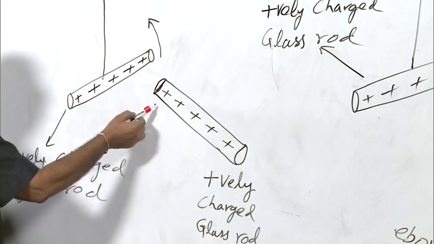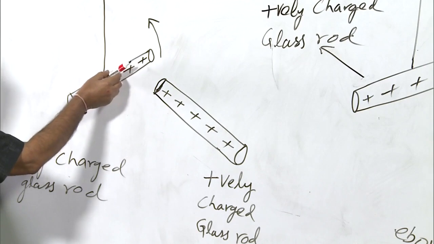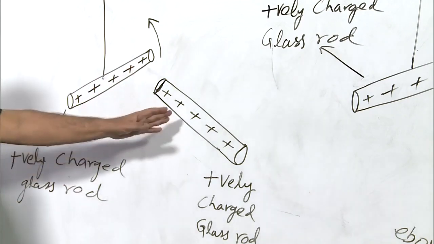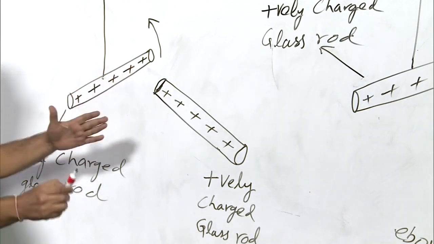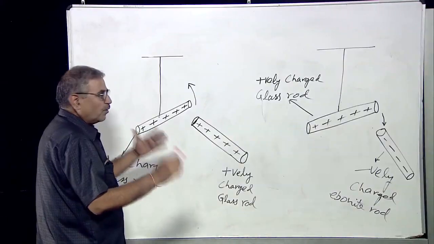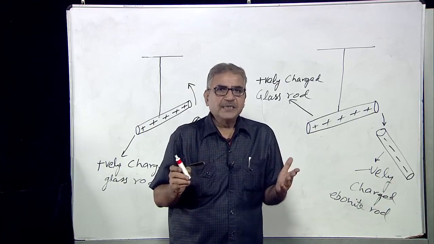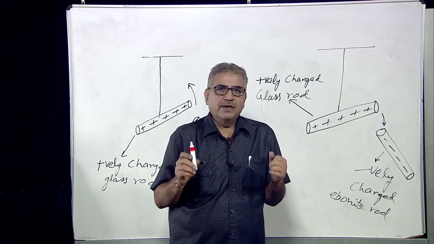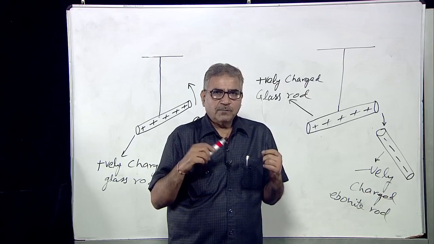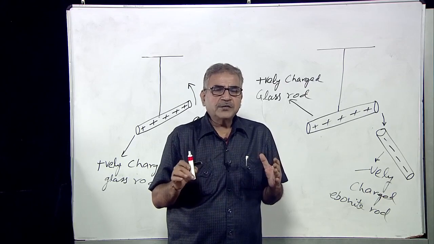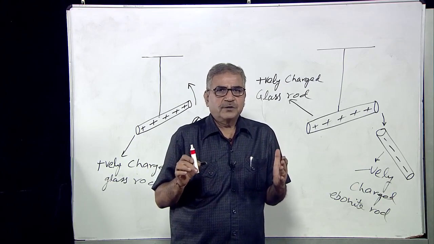So, when this is brought near, this suspended charged rod will move away from this glass rod because both have the same charges. So, it proves that like charges repel each other. Now, we will understand by means of a figure that unlike charges attract each other.